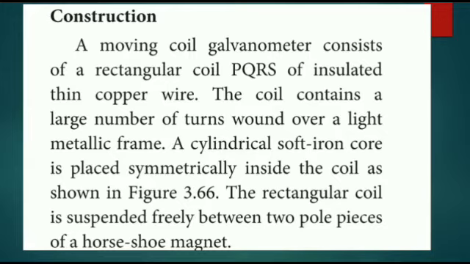At the same time, there is a cylindrical soft iron core. That means a small cylindrical piece of rod placed symmetrically inside the coil. Inside the coil. The rectangular coil is suspended freely between two pole pieces of a horseshoe magnet. It is not a bar magnet. It is which magnet? Horseshoe magnet. Right? Okay.